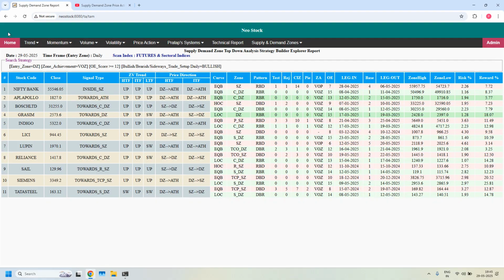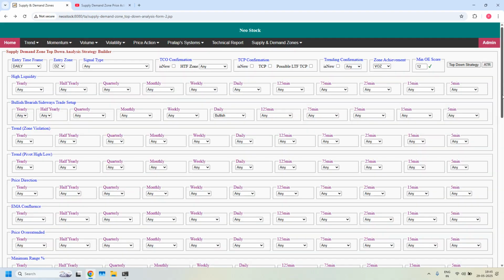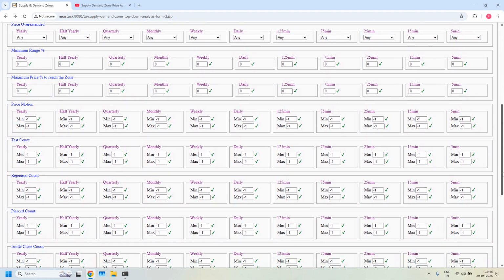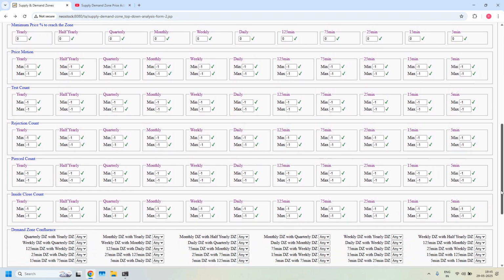So based on that, I am adding the demand zone confluence filter. The first filter is LTF and ITF demand zone confluence. LTF is daily, ITF is weekly. So I am selecting this filter, daily demand zone confluence with weekly demand zone. I am selecting the filter yes.